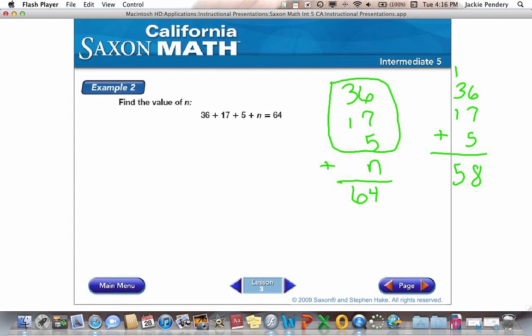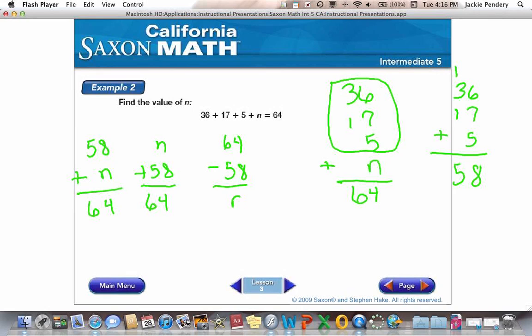Okay? So now, using my fact family problem, I'm going to rewrite this the same way. 58 plus n equals 64. n plus 58 equals 64. 64 minus 58 equals n. And 64 minus n equals 58. So which one of these has the variable n in the answer? That's going to be this one right here.